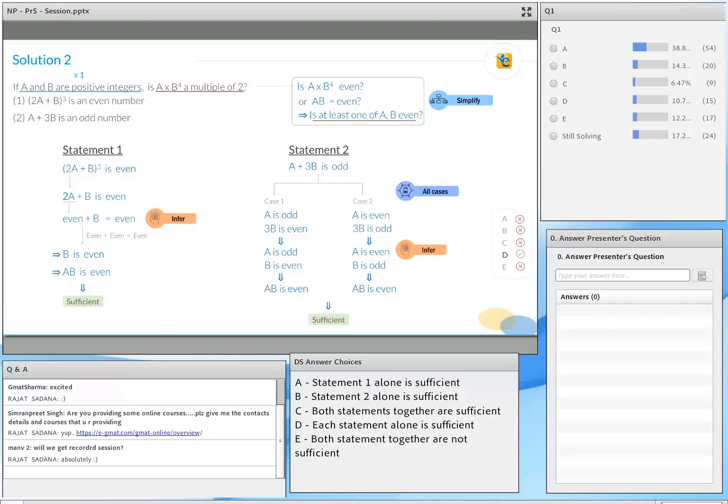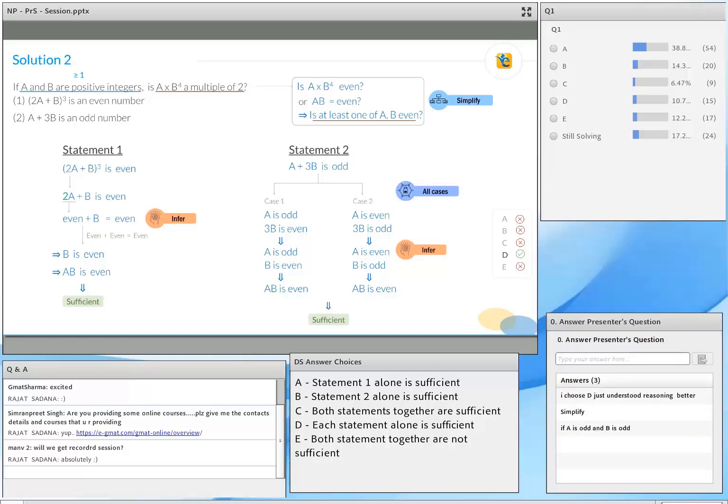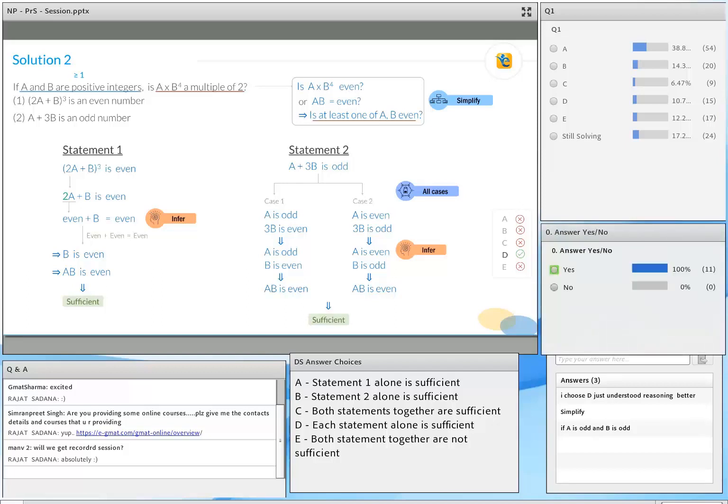Because only 15 of you were able to select the correct answer. Others selected incorrect. Simplify. Okay, so let me ask this. How many of you were not able to arrive at the correct simplification of the question statement? Yes or no? Okay, 10 of you were not. All right.